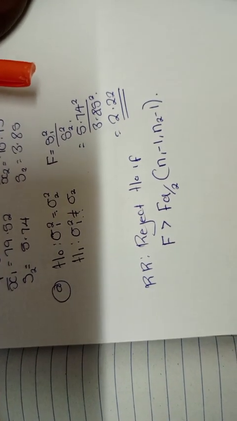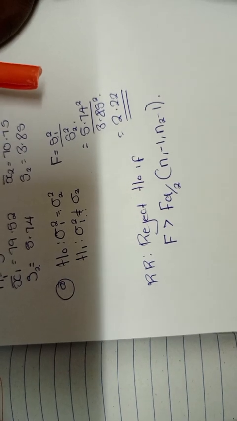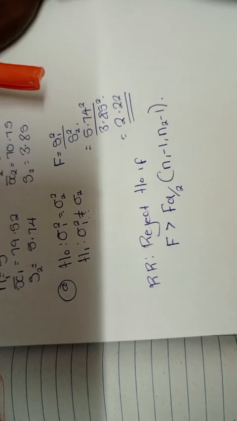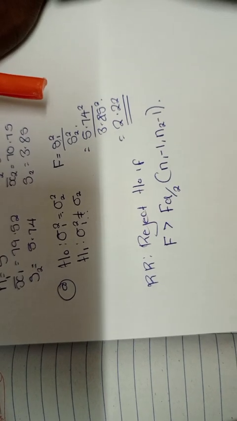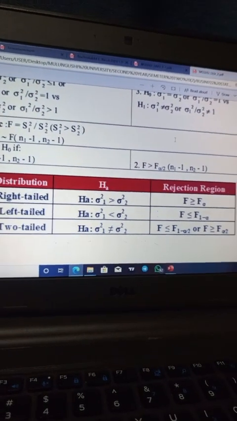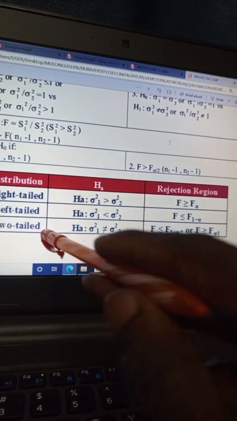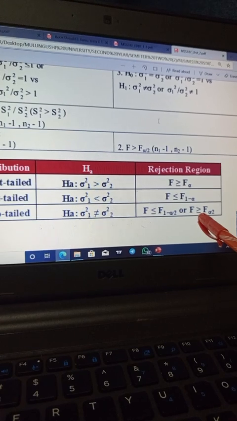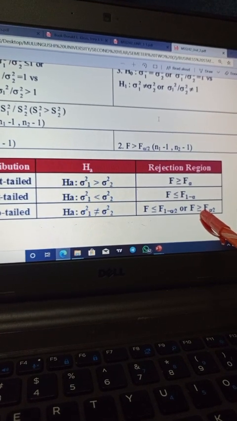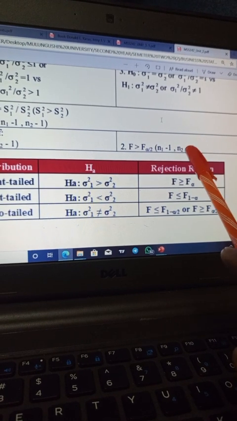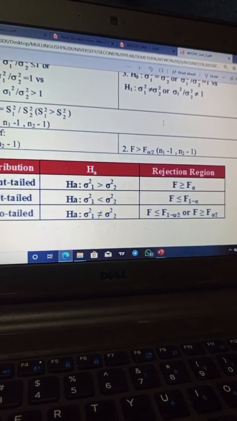So let me take you to the lecture slide so that you see the rejection rules, the ones that we have chosen for this particular study. So these are the rules that we are going to apply. Since it's a two-tailed test, we are using this one. This is the one that I particularly love for my studies, and if I use it, I choose the one that is above there.